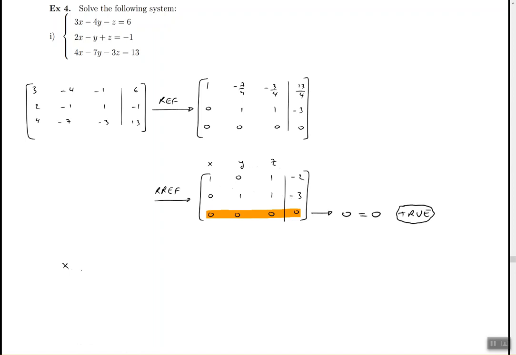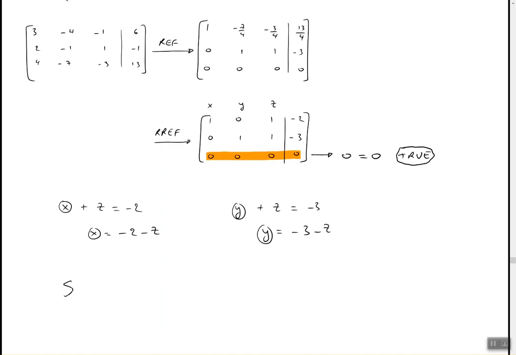First equation says 1x, no y's, plus 1z is equal to -2. The middle equation says 0x, 1y, plus 1z is equal to -3. So let's try to isolate the letter x by itself and the letter y by itself, in terms of the z. In this case, if I isolate the letter x, I would have to subtract z from both sides. So -2 - z. And if I isolate the letter y, I'm going to end up with -3 and then -z again. And that gets me the x's and the y's.